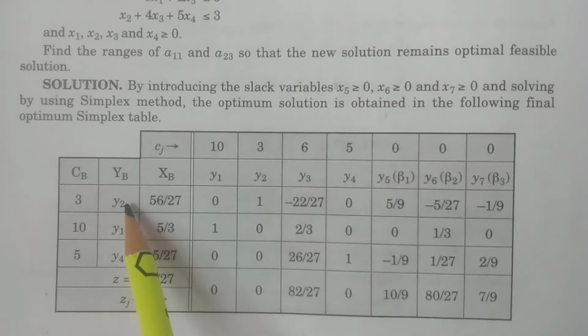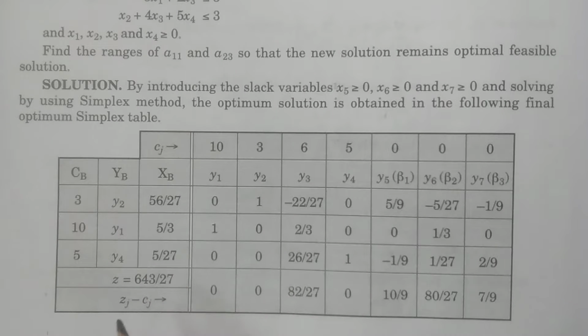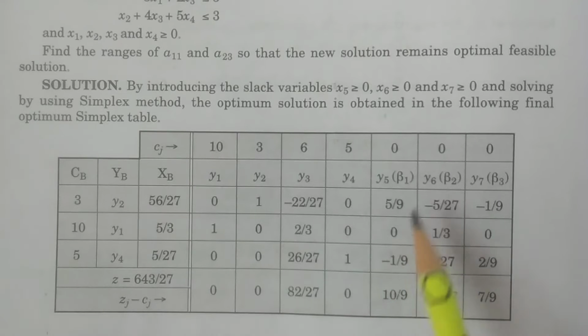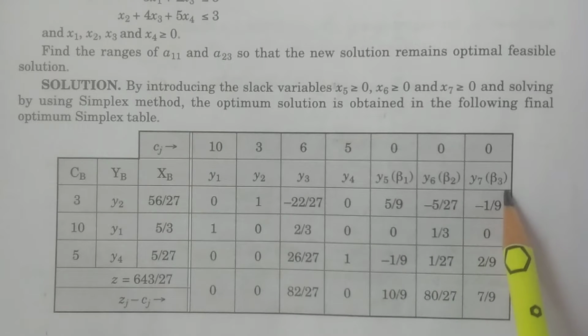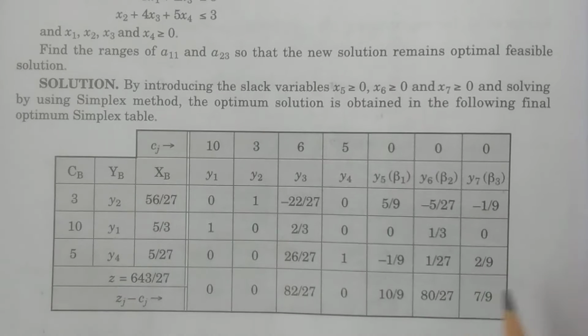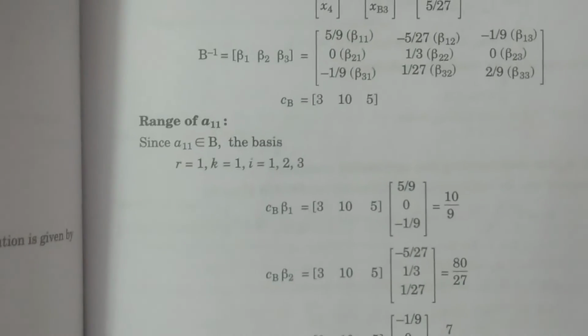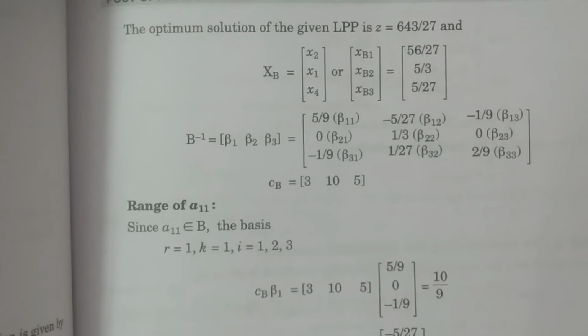That is, the variables corresponding to them are x2, x1, x4. These are the variables in the basis, right? So this is the solution, and here we have indicated beta 1, beta 2, beta 3, which means the vectors in B inverse. I'll explain each and every terminology which is required. And now you see the solution of this particular problem.